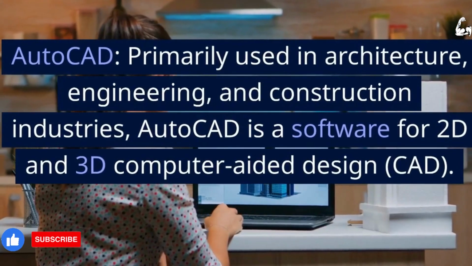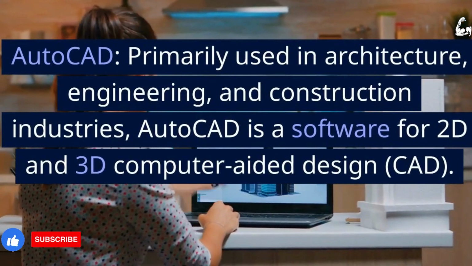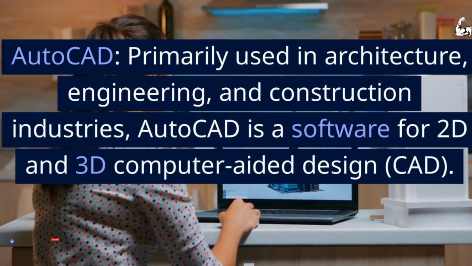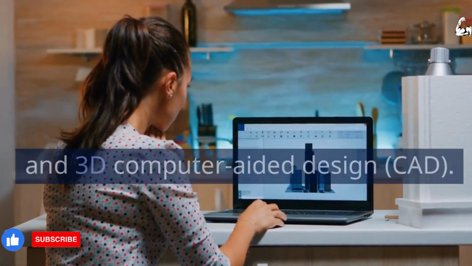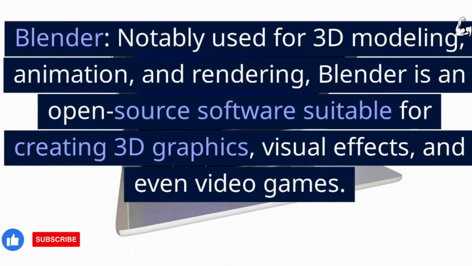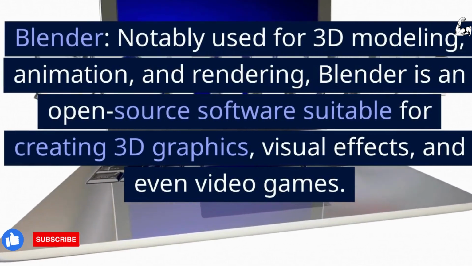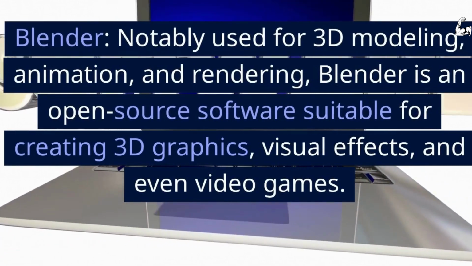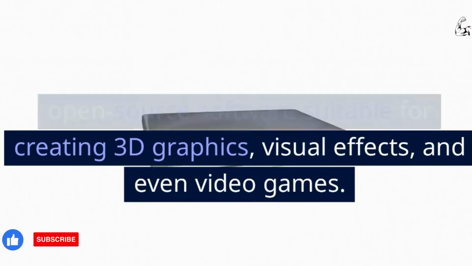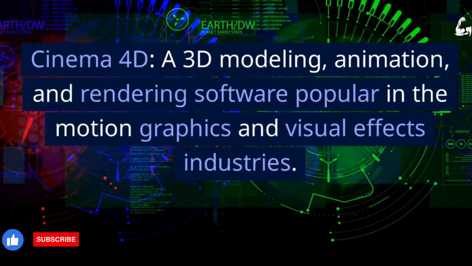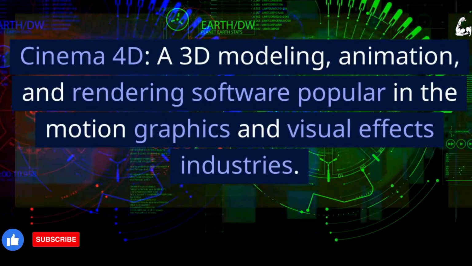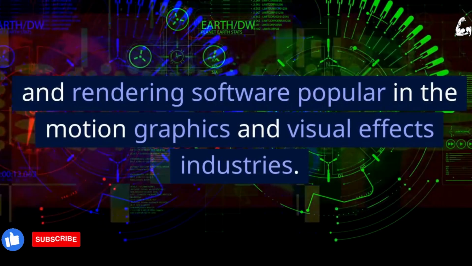AutoCAD, primarily used in architecture, engineering, and construction industries, AutoCAD is a software for 2D and 3D computer-aided design, CAD. Blender, notably used for 3D modeling, animation, and rendering, Blender is an open-source software suitable for creating 3D graphics, visual effects, and even video games. Cinema 4D, a 3D modeling, animation, and rendering software popular in the motion graphics and visual effects industries.